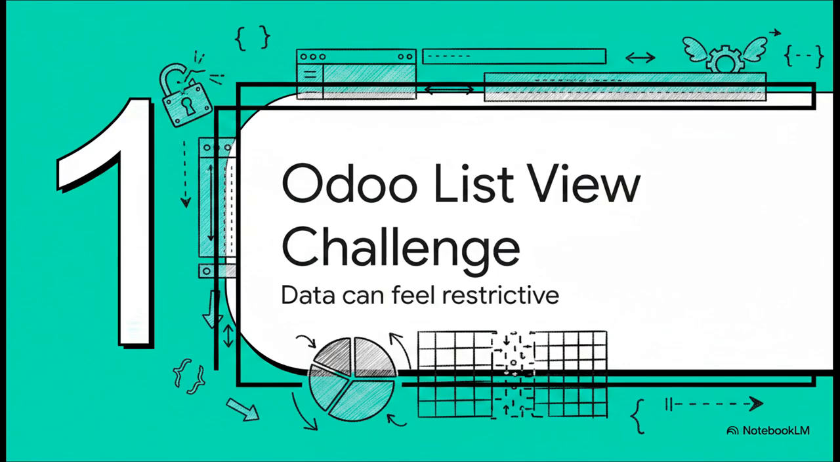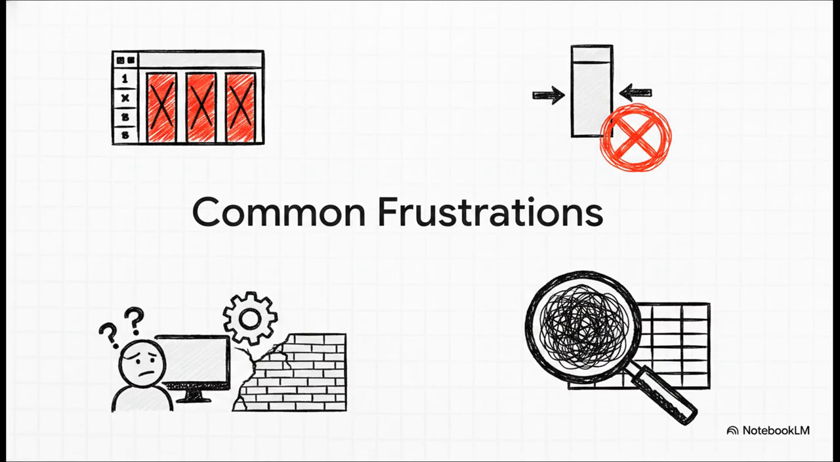Look, Odoo is an amazing tool, but let's be honest, working with data day-to-day can sometimes feel, well, a little restrictive. And it's these little frustrations that just build up over the day, right? You've got all these irrelevant columns just cluttering up your screen. You want to reorder things to match your workflow, but you can't. And if you want to hide a field or add a new one, forget it. You've got to call a developer. It just makes it so hard to focus on what actually matters.